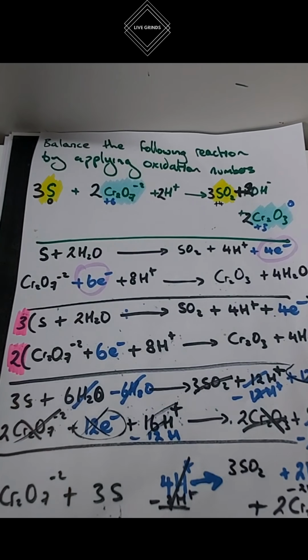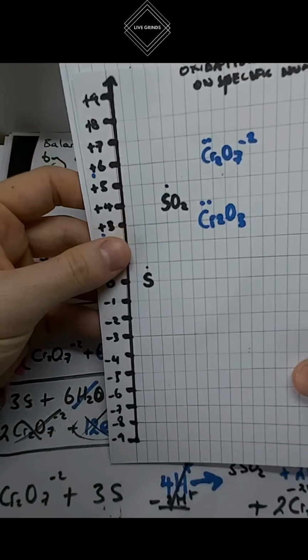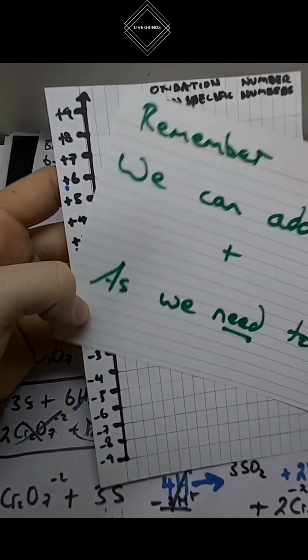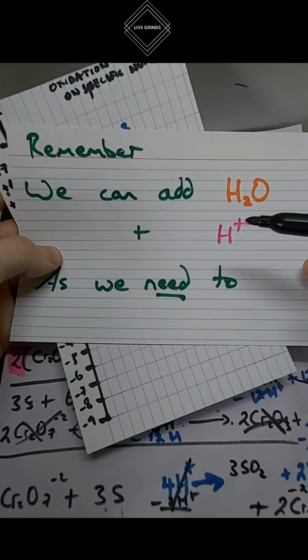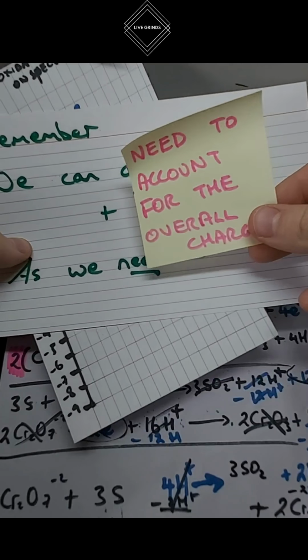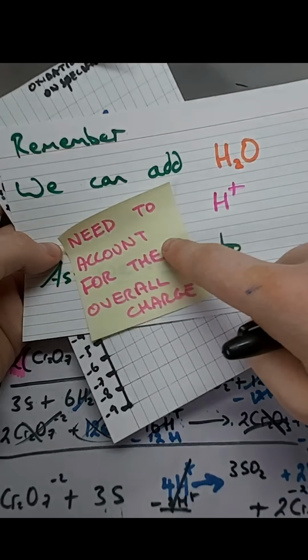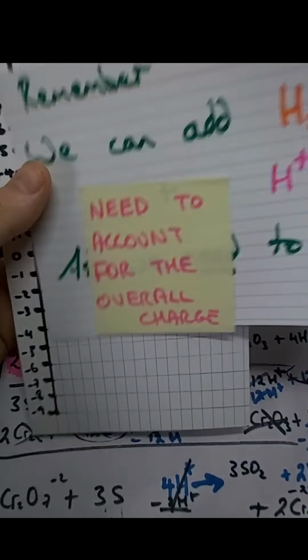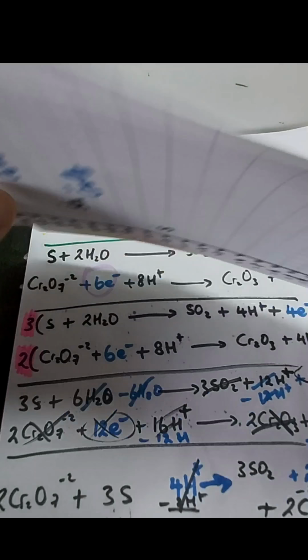So the trick is when you're oxidizing your substance or reducing your substance, you can add water and protons as you need to. When you need to account for the overall charge, that's when you're introducing protons. And when you need to account for oxygen atoms, you introduce water. So that's your half reaction.